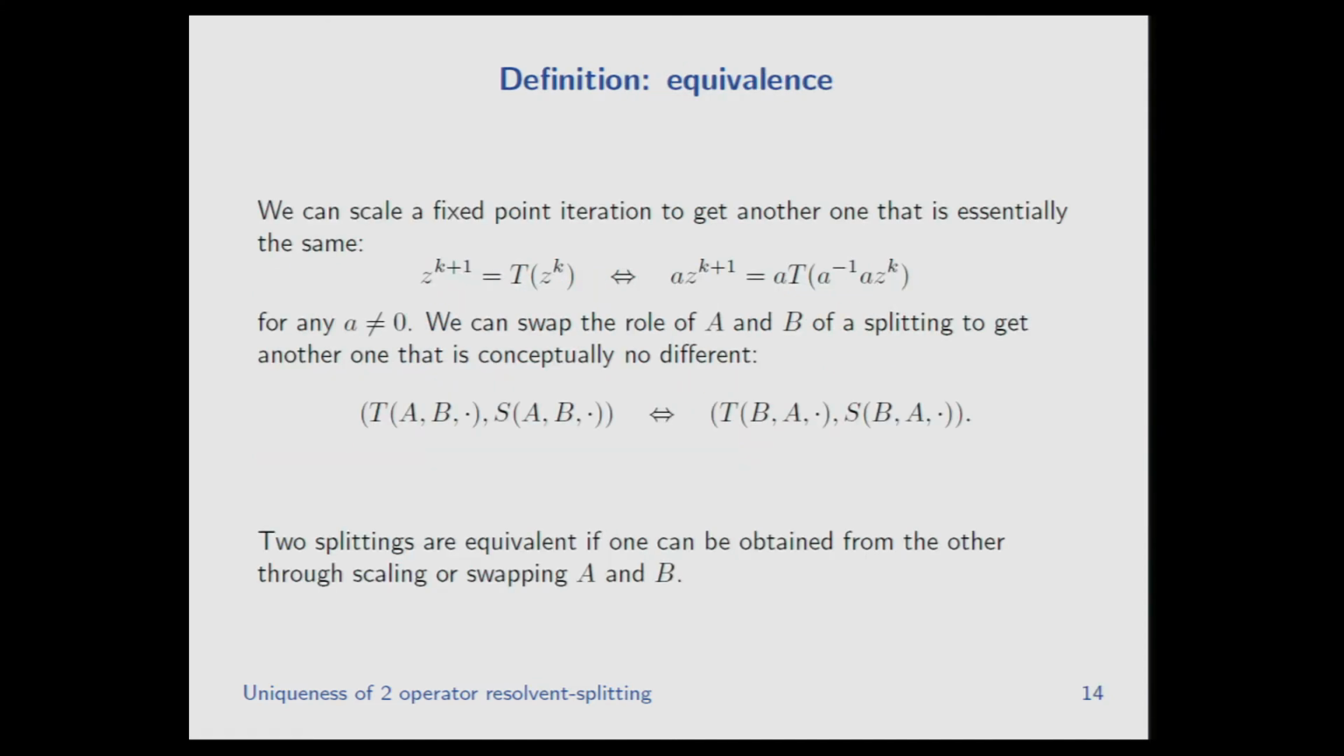And the final definition, I need to define equivalent mappings. So let's say you have this fixed point iteration. You can multiply by a scalar in front and get essentially the same iteration. So I'm just going to say that's equivalent to the original thing. Also, when we have these 2 operators A and B, the problem is specified symmetrically. I have monotone operators A and B. So if I swap A and B, so here's AB, AB, BA, BA, I get a different iteration. So it's not the same iteration, but conceptually speaking, there's nothing new there. So I'm going to also call that equivalent. So 2 splittings are equivalent if you can obtain one from the other through scaling via scalars and swapping the order of A and B. OK?